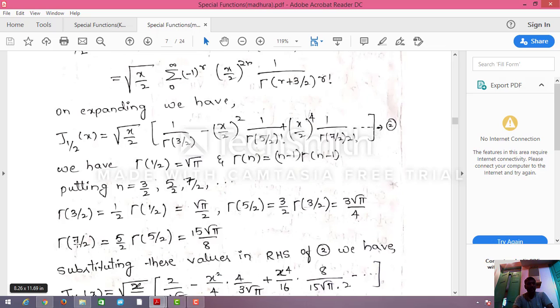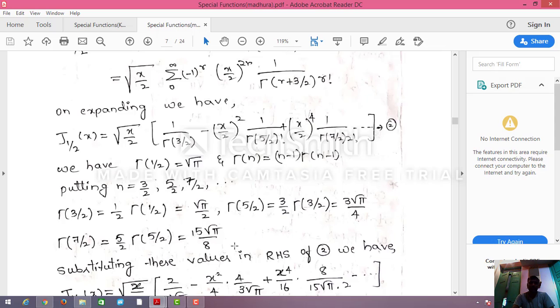Similarly, gamma of 7 by 2 is nothing but 7 by 2 minus 1, which is 5 by 2, so 5 by 2 into gamma of 5 by 2. Gamma of 5 by 2 I already found here, 3 root pi by 4. Here 5 into 3 is 15 root pi divided by 8.